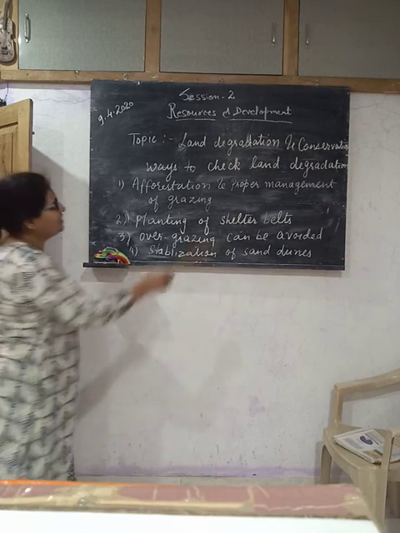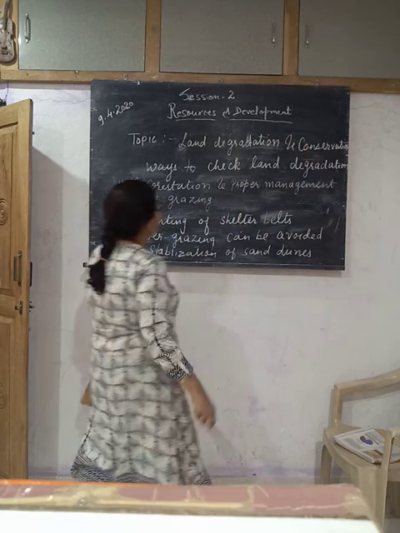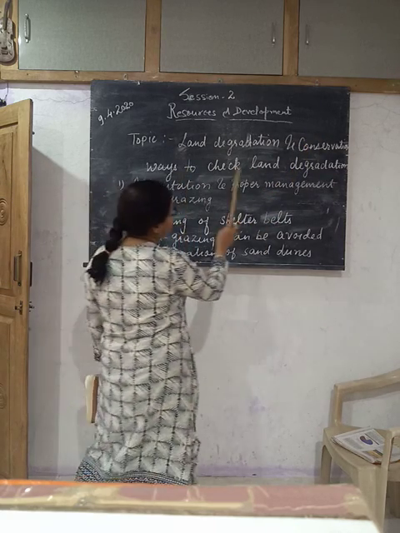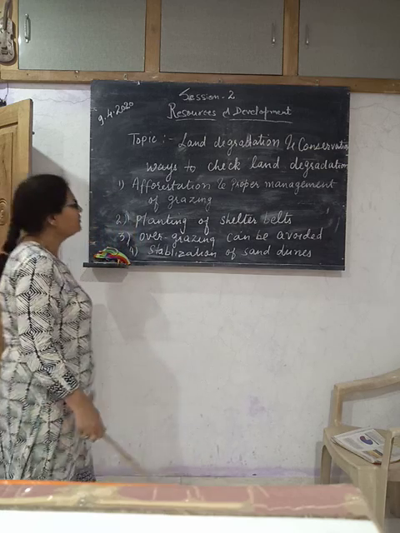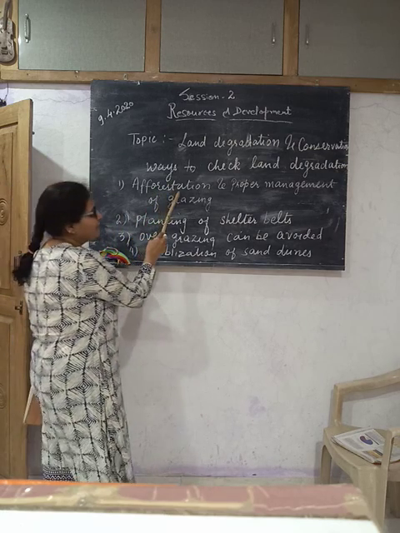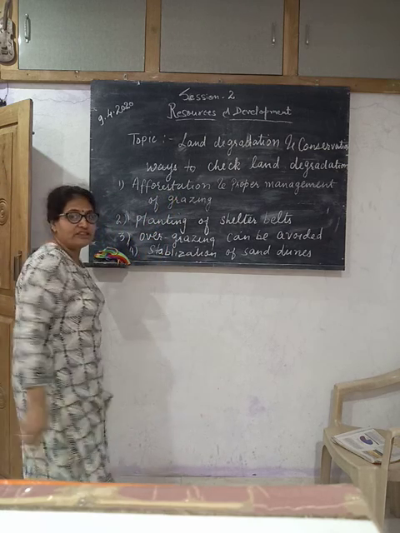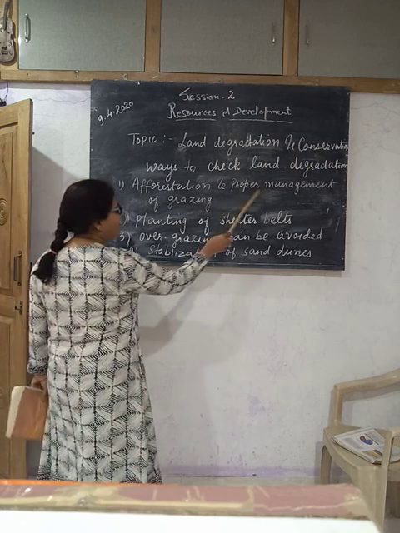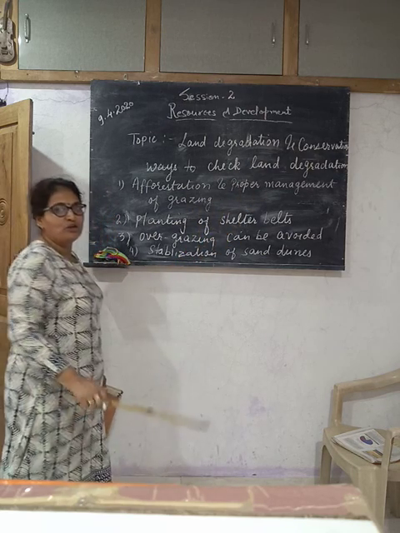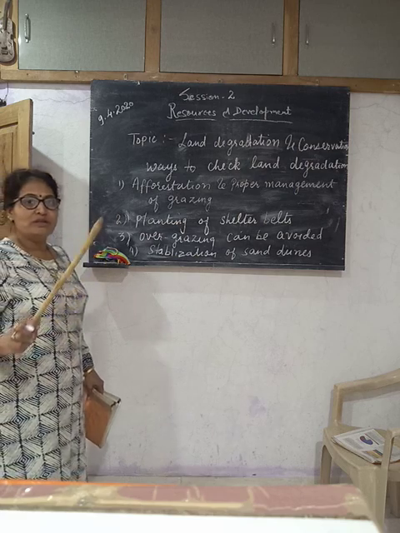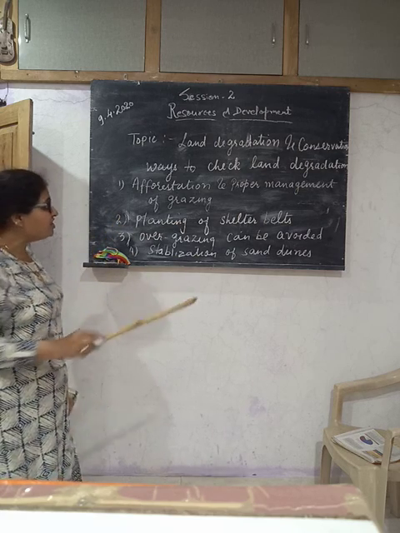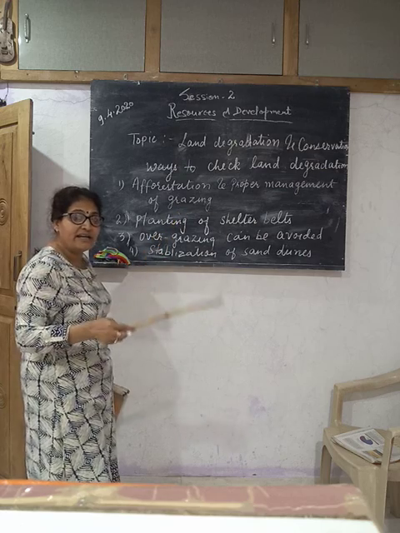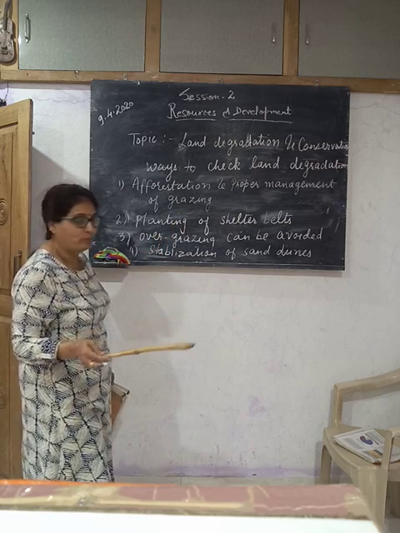Our next topic is land degradation and conservation. Now we have to see the ways to check land degradation. In this, afforestation should be there. Afforestation means planting more and more trees, and proper management of grazing lands. There should be some rules and management through which these grazing lands can be developed, and overgrazing again and again should be stopped.